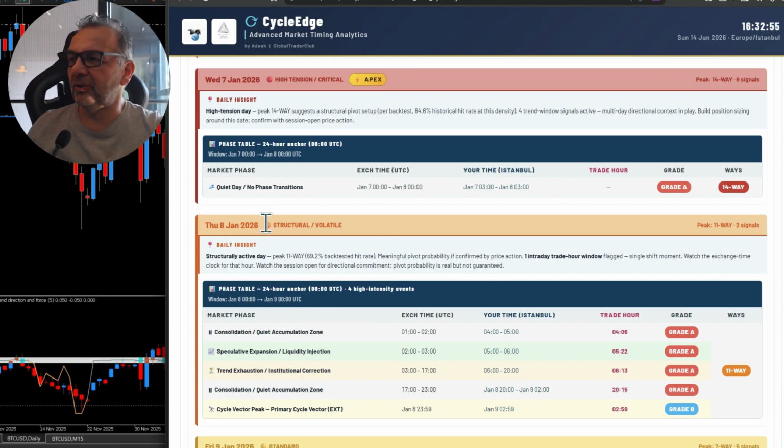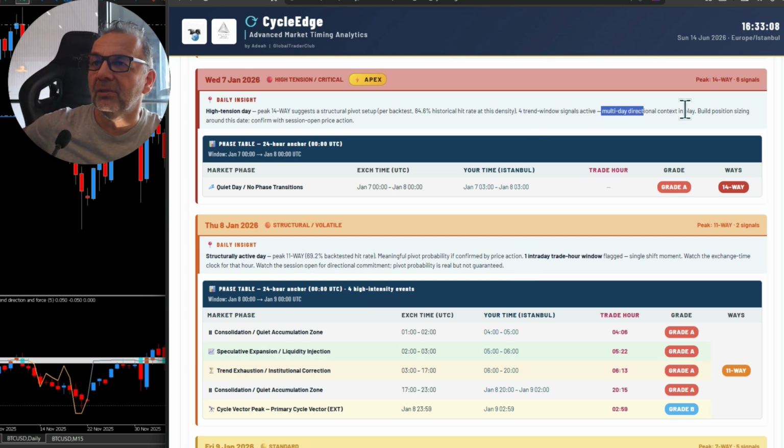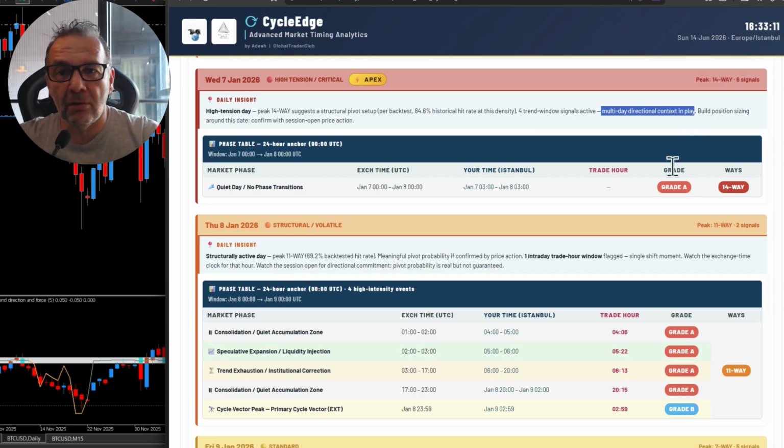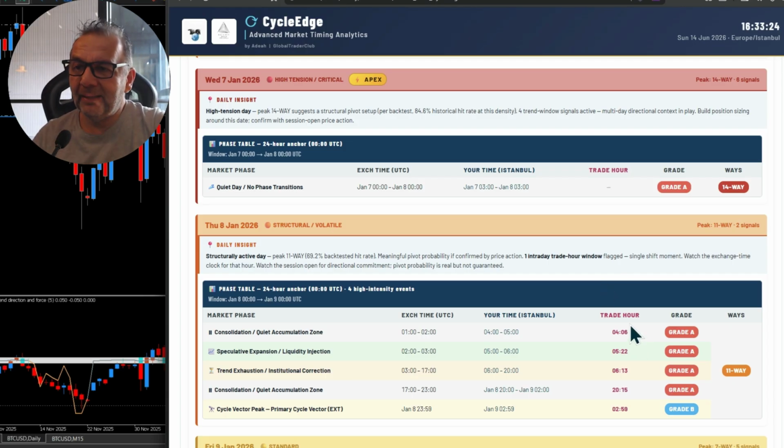January 8th, structural active day, peak 11, 69.2 back tested hit rate. 1 intraday trade hour window flag. This is a single shift moment. So the multi-day directional context here is no longer existing, right? So if you're going to follow this, be mindful, okay, because now we're in 1 intraday trade hour window, and those could be at these hours, all right, so fair enough.